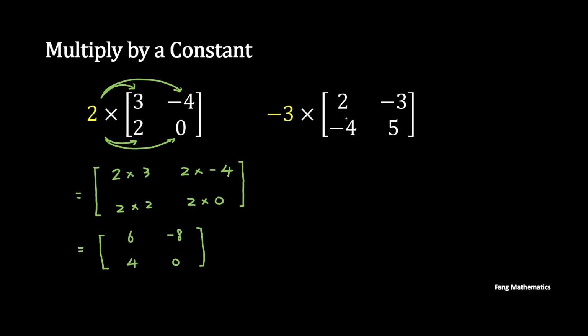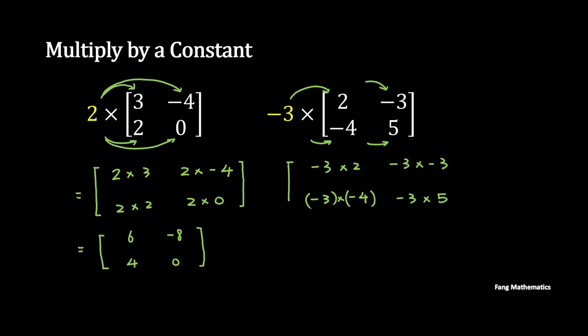Moving on, we have another question. This time, your constant is a negative number, and you are to use a similar way. You are to distribute this constant into each entry in the matrix. So this is row 1, column 1, and row 1, column 2, you have minus 3 times minus 3. Row 2, column 1, so minus 3 times minus 4. And row 2, column 2, minus 3 times 5.